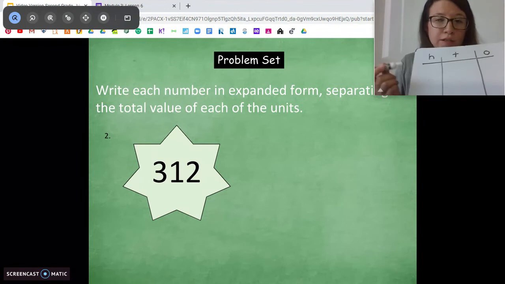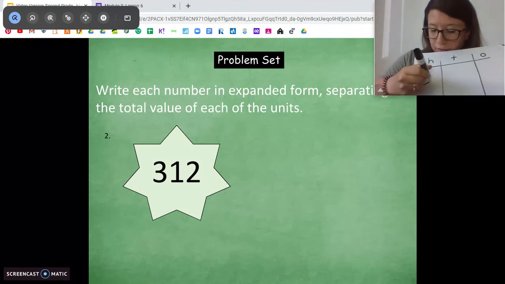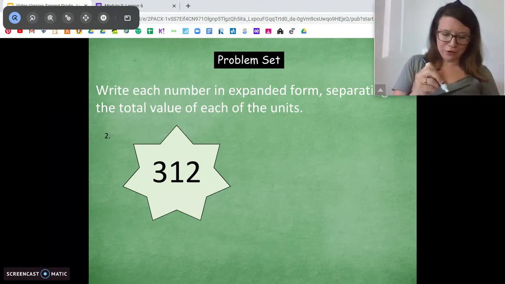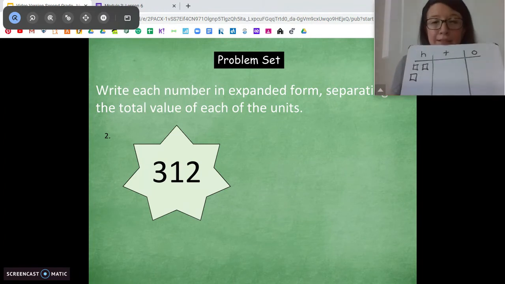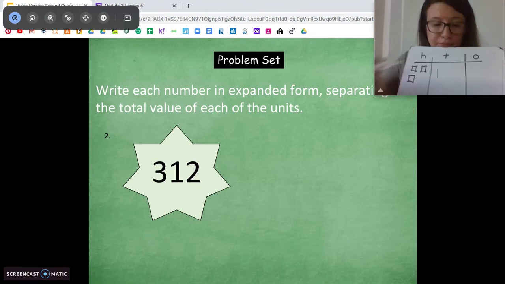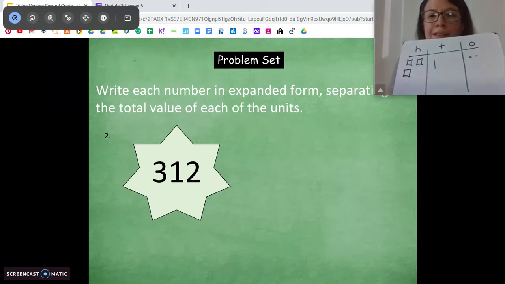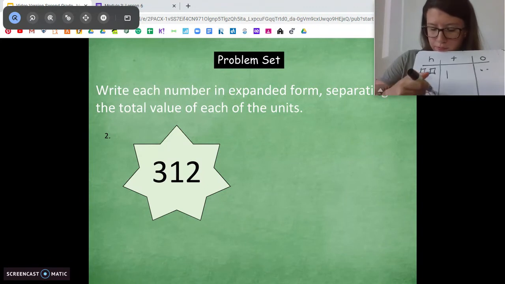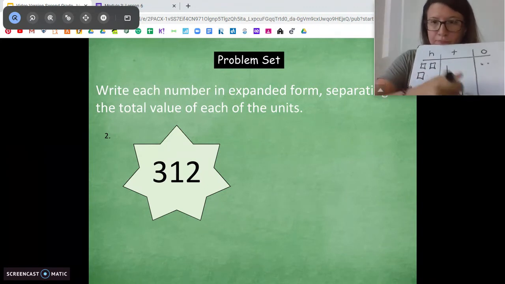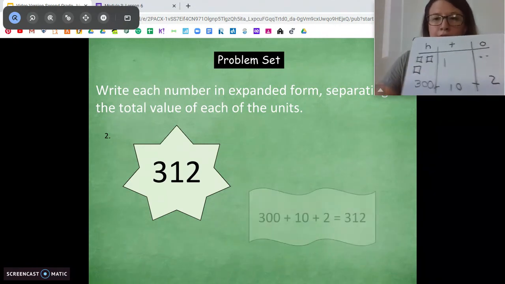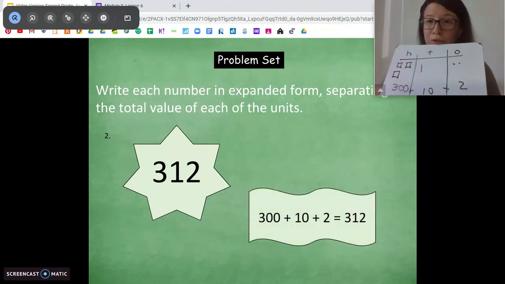Let's draw our hundreds first. 312 is our number, so we have 300. Oh, that was a triangle, not a square. 300s. Can't draw squares upside down, I guess. How many tens? Just 1 ten. And how many ones? So let's write the value of each. 100, 200, 300, 10, 2. Add them together. 300 plus 10 plus 2 equals 312.